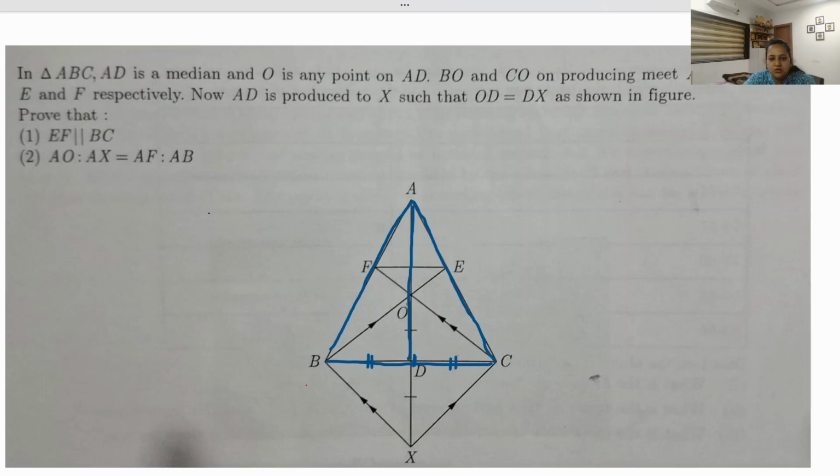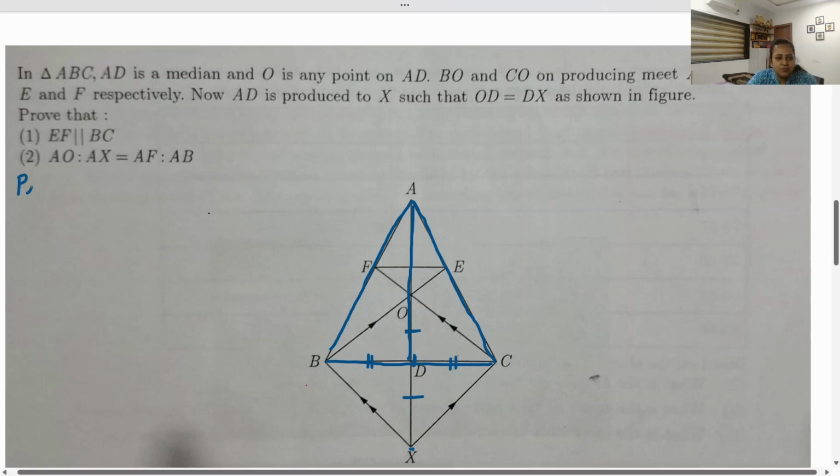Then we are told that BO and CO on producing meet AC and AB respectively at E and F. Now AD is being extended to point X such that OD is equal to DX. We are supposed to prove that EF is parallel to BC. And then we are going to prove that AO upon AX is equal to AF upon AB. Right? I hope the question is understood.